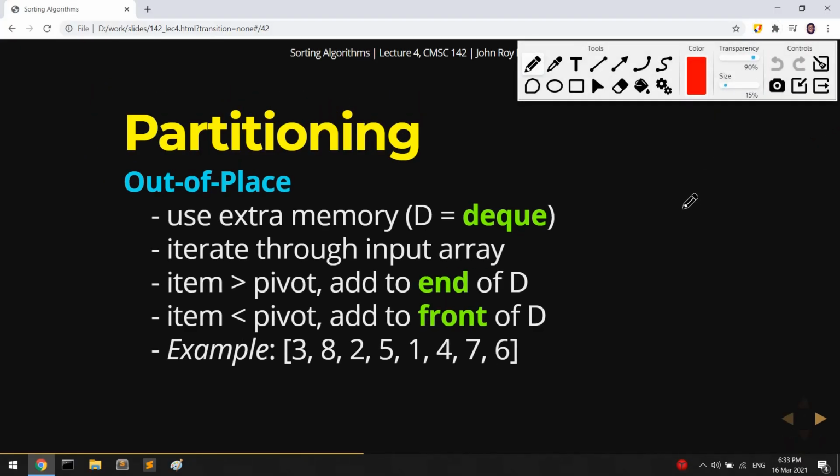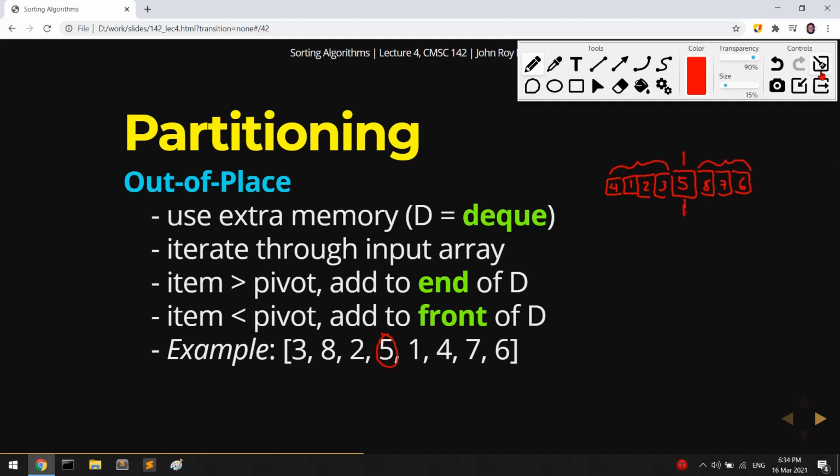For example, if we have this one, if our pivot is, let's say, 5, so this is our deck currently. 3 is less, so we'll add to the front. 8 is greater, so we'll add to the back. 2 is less, so we'll add to the front. 1 is less, so we'll also add to the front. 4 is also less, we'll also add to the front. 7 is greater, 6 is greater, so we'll add to the back. So now this part is in the correct position already, but we'll have to redo Quicksort on these sub-problems here.